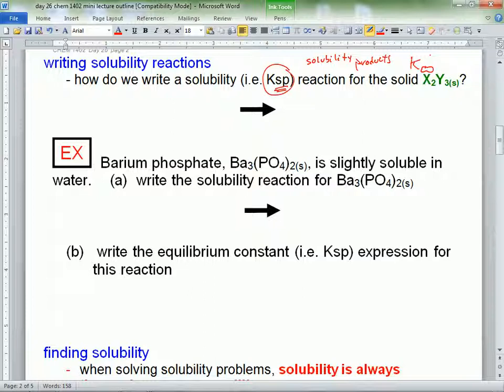So we have to know how to write these Ksp reactions, just like we had to know how to write a Ka reaction or a Kb reaction. So we have this general solid, X2Y3 solid. Let's see if someone caught this from the reading. Vivian, how do you write a solubility reaction for a solid? Where does the solid go? Does it go on the reactant or the product side? Yeah, good guess. It goes on the reactant side.